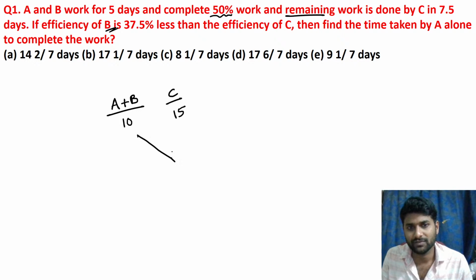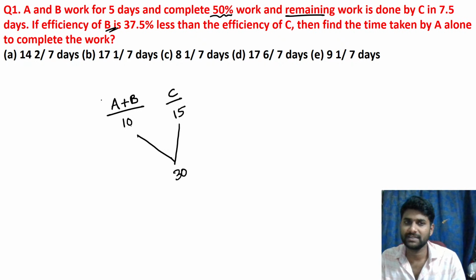First identify the total work. The LCM of 10 and 15 is 30 units. 30 units of work are done by A and B in 10 days, so both are doing 3 units per day. And 30 units of work are done by C in 15 days, so C completes 2 units per day.